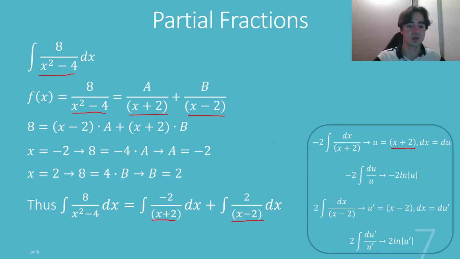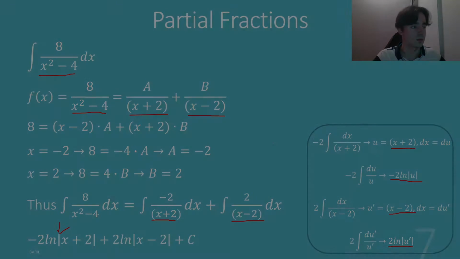So that leaves us with minus 2 times the integral of du over u, which just leaves us with minus 2 ln of u. And here, we're going to use u prime, and u prime is going to be equal to the second factor, x minus 2. And here it gives us 2 times ln of u prime, in absolute value, of course. So the final answer is over here.